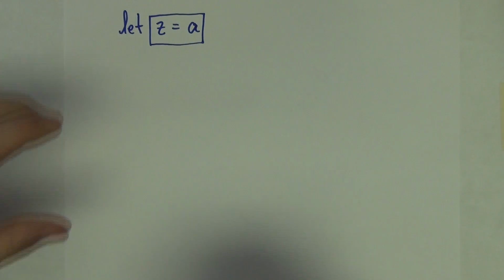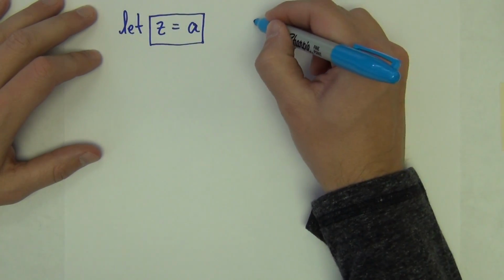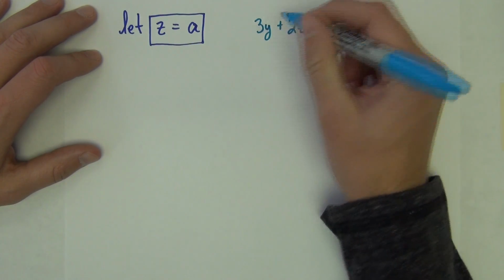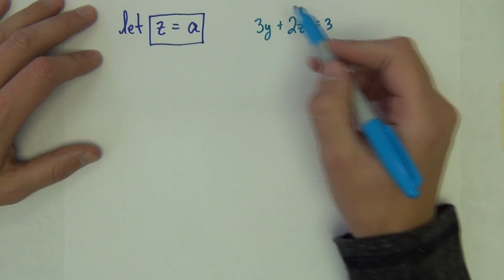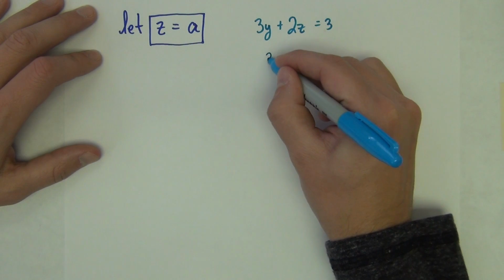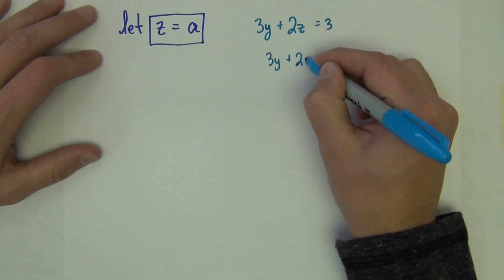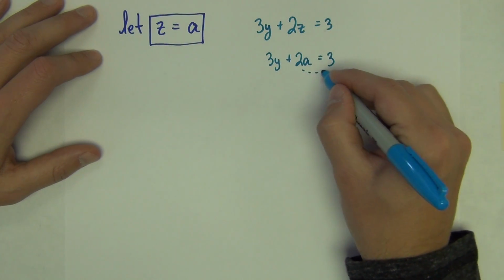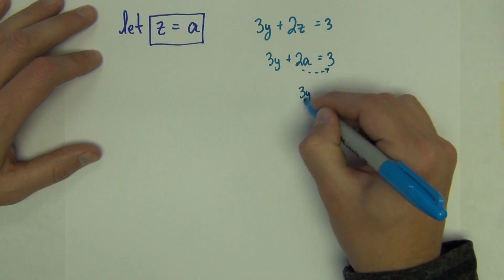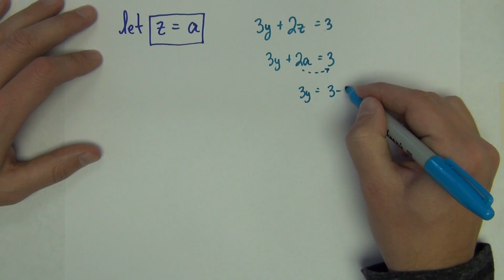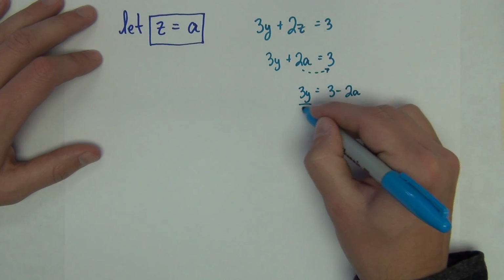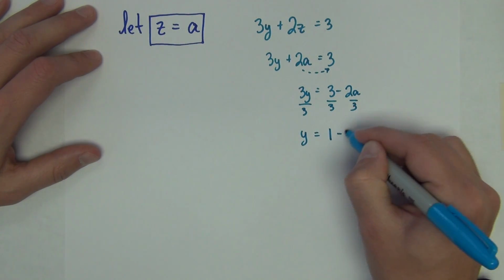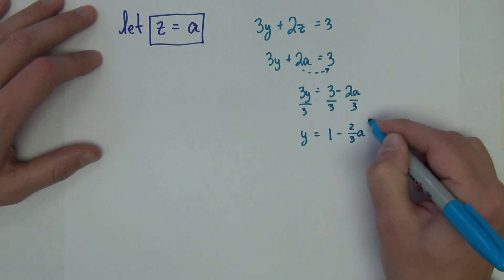Now, they're the same equation, so I'm going to take that two variable equation, that 3y plus 2z equals 3 equation, and I'm going to substitute my answer for z in for z. So I have 3y plus 2a equals 3. Let's solve this for y. So I bring the 2a over, I get 3y equals 3 minus 2a. I divide by 3, and I get y equals 1 minus 2/3 a.